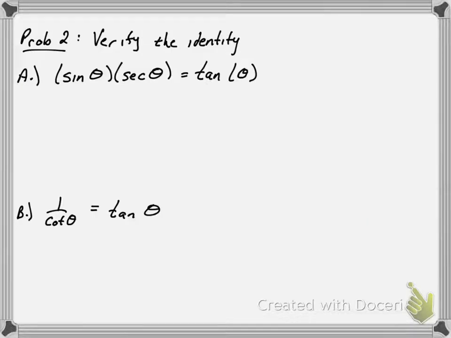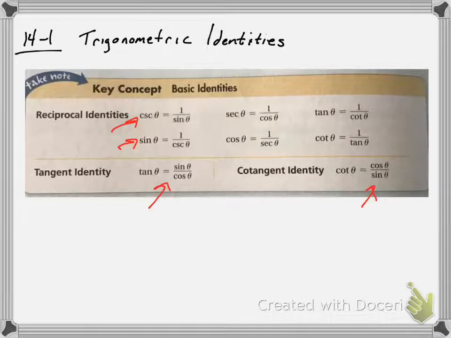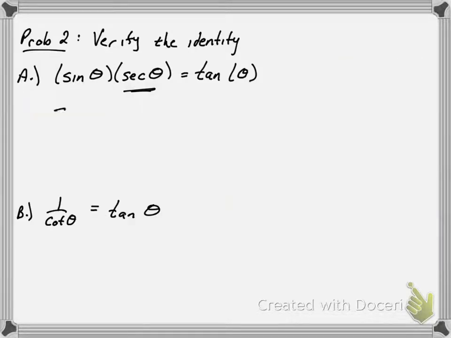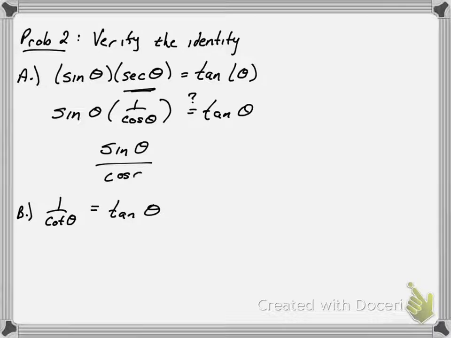Problem 2 is about kind of verifying the trig identities. So what you're looking for is, can I turn something into something else? We know that secant of theta, if we go back, secant of theta is the same thing as 1 over the cosine of theta. So going back to the problem, this is really sine of theta times 1 over the cosine of theta. Does that equal the tangent of theta? Okay, well, what's sine theta times 1 over cosine theta is really just sine of theta divided by cosine theta.